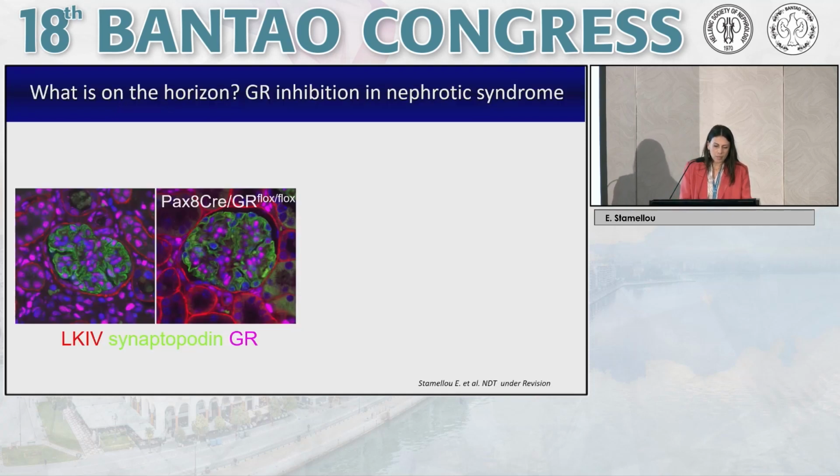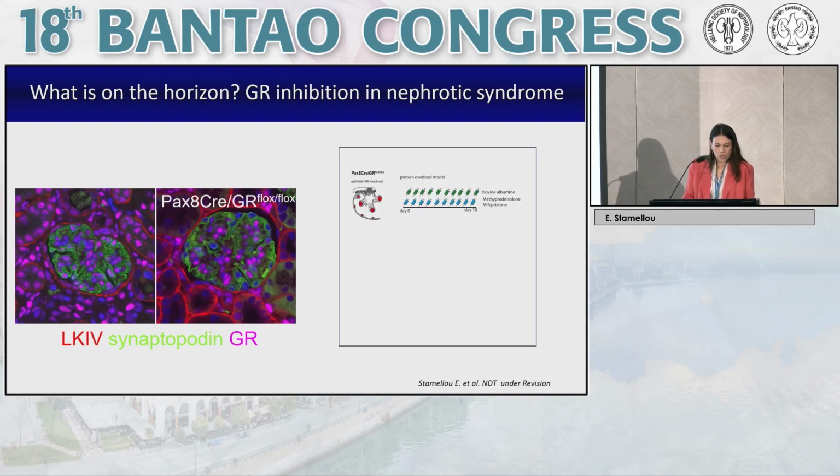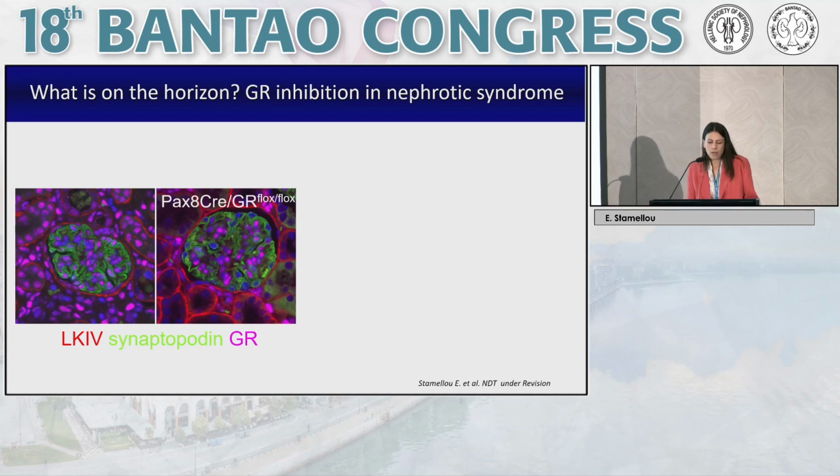At this time, I would also like to introduce a therapeutic approach that we want to propose. Because glucocorticoids are central in the therapy of nephrotic syndrome, and we know they also have direct action on podocytes, we tested in mice what happens if we inactivate the glucocorticoid receptor. The glucocorticoid receptor is inactivated in PAX-positive cells, meaning podocytes, PECs, and proximal tubular cells.